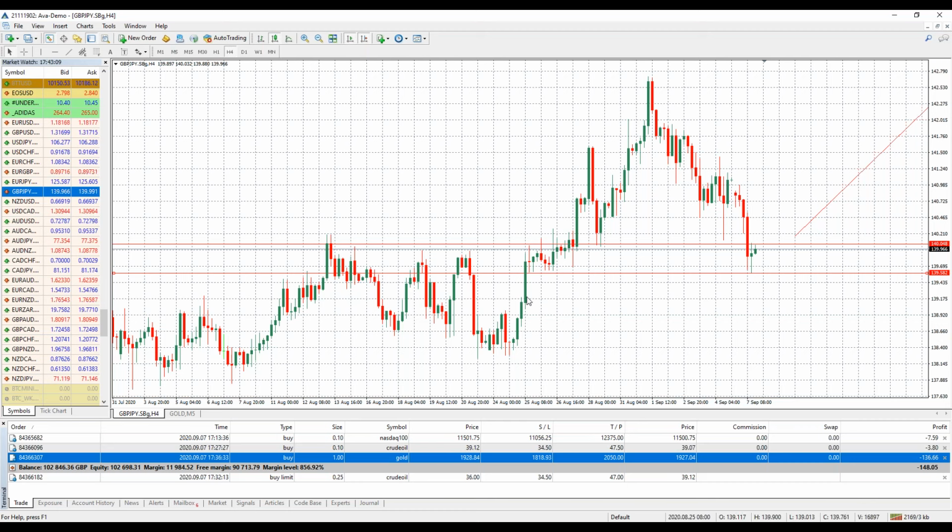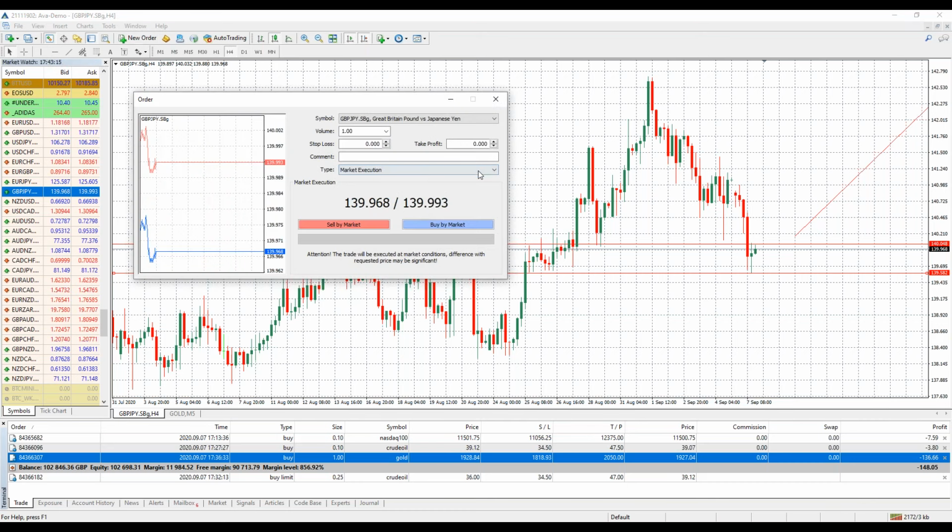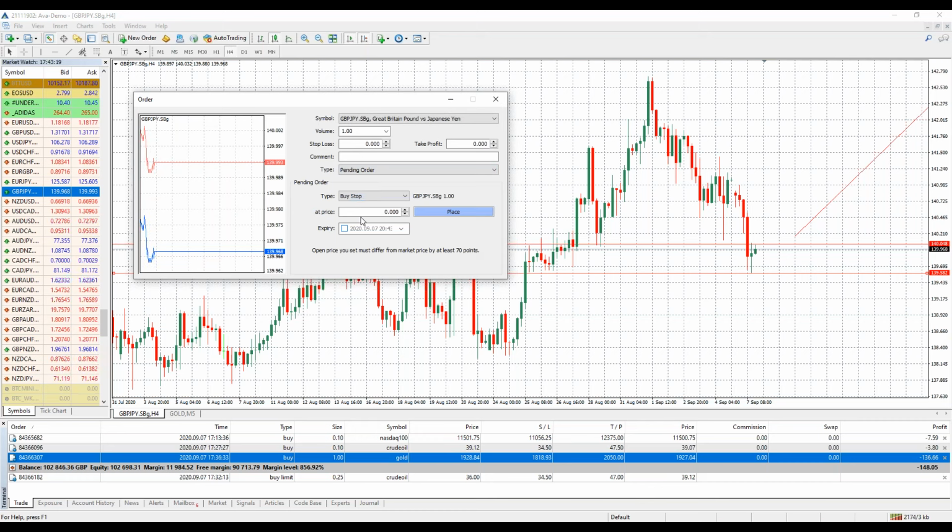Yeah, it'd be a buy stop, exactly. So we'd be looking at a buy stop. So we could say new order, pending order, buy stop, buys from a higher point. We'd say 140.10. Why would I want to buy from a higher point? It seems counterintuitive. Wouldn't you want to buy from, now, if you think it's going to go up?